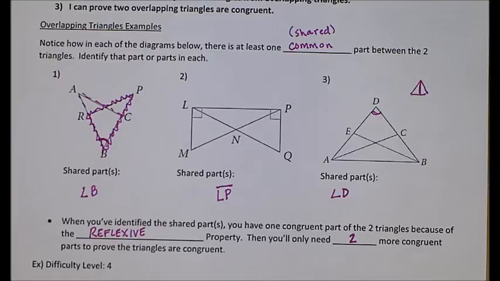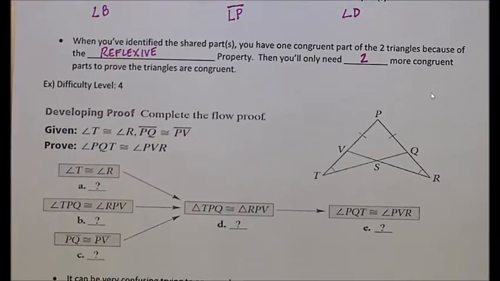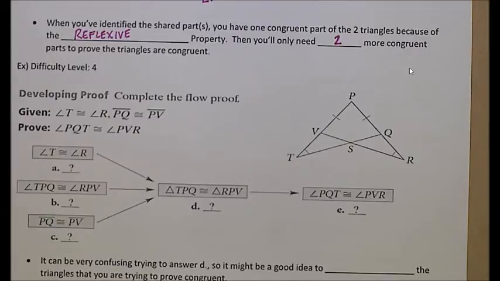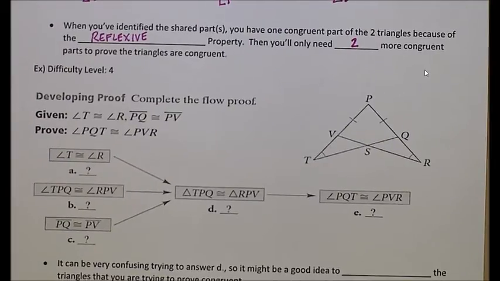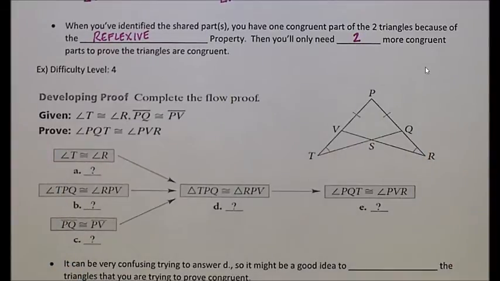All right, let's look at this flow proof. Difficulty level 4. Remember, that's kind of, I don't know, I forgot the word. Arbitrary. There you go. It's kind of an arbitrary difficulty level. It depends on what you're used to seeing, but this is probably the middle of the road proof.